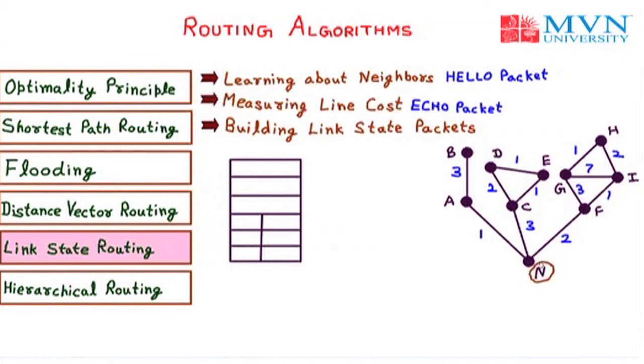So we will write the entry as N. Then we will write the sequence number. Sequence number will depend upon the network. Then we will write the age. Under that we will check out the immediate neighbors of N. The immediate neighbor of N is A, so we will write the entry as A, its distance, that is 1. Check out the next neighbor, that is C. We'll write here C, distance 3. Check out the next neighbor, that is F. Write here F, the distance is 2. So this is the table which we generate.